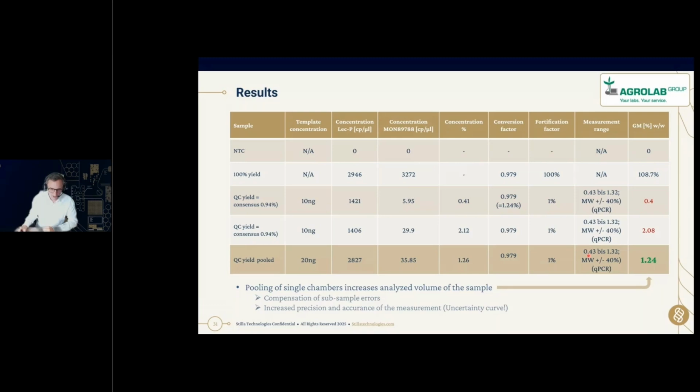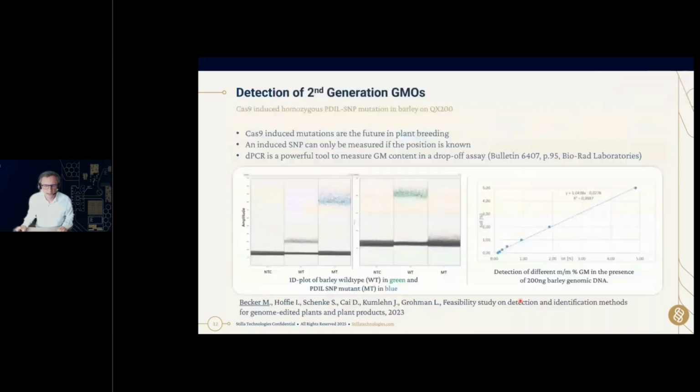So pooling is a powerful tool when you have single measurements which don't have enough DNA. This would also be a workaround if you have a sample which has inhibitors. You can just load less of this sample and pool the measurements together afterwards. In that way, you avoid re-extracting the DNA out of the sample, and you still get the result.